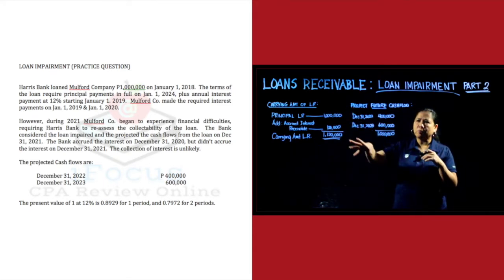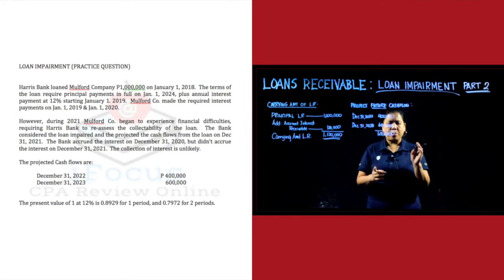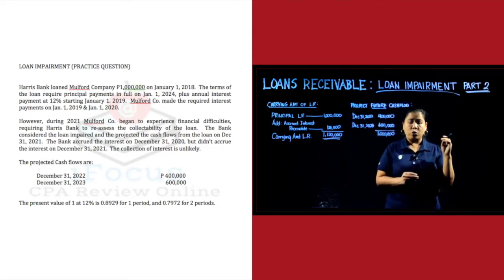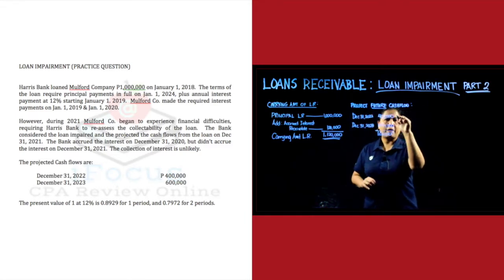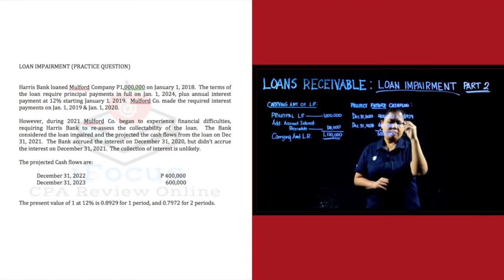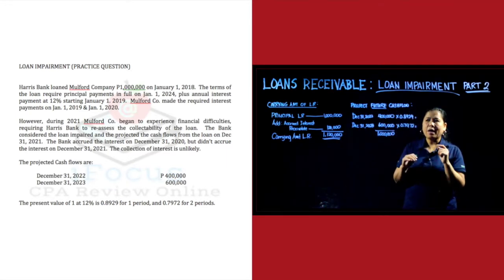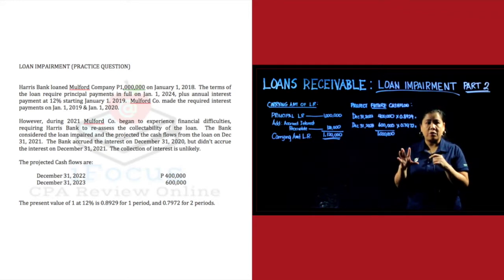Now, itong future projected cash flows, imo-multiply po natin ito sa present value factor. At ang sabi ng problem, the present value of one at 12% is 0.8929 for one period and 0.7972 for the second period. So, itong first period, imo-multiply po natin yan sa present value factor. Mamaya, i-explain ko sa iyo kung bakit natin kailangan imo-multiply ito sa present value factor.